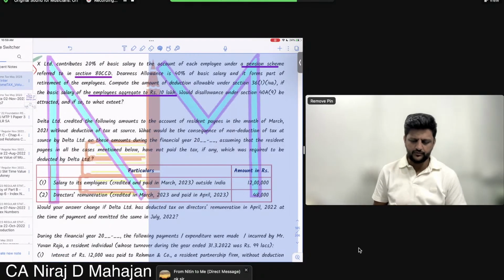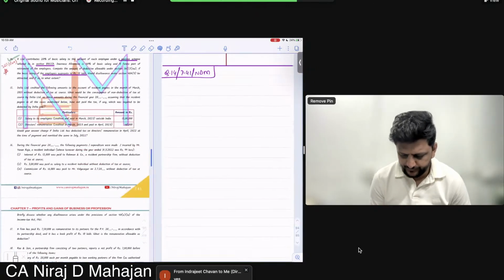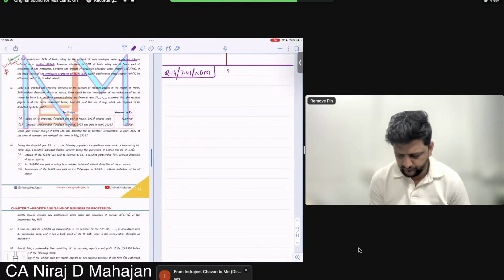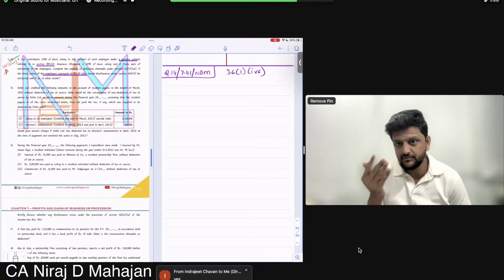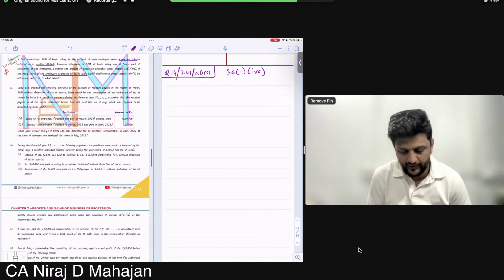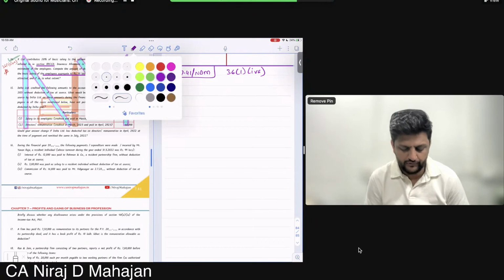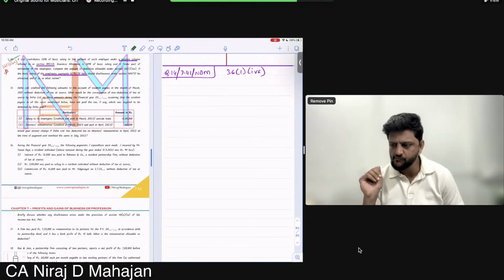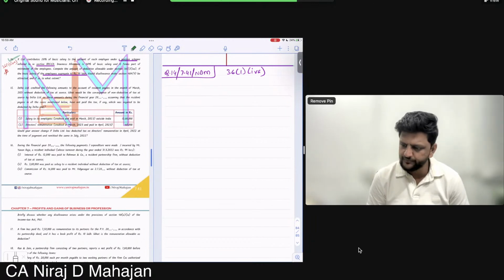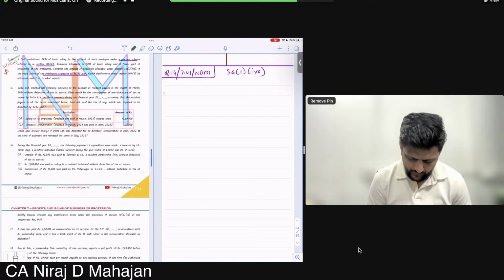Ready, write down. Question number 14, this one 36(1)(iva). You can write down the page number of our textbook if you want for reference, because you will have to go back and give references when you revise. Otherwise, you will keep on searching for the various provisions. You can give a page number over here. Write down point number 1.